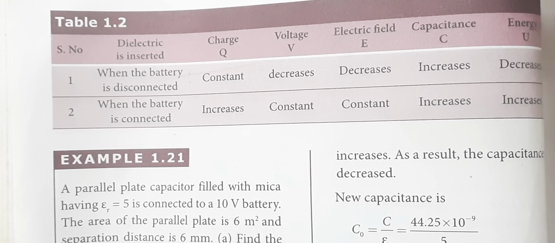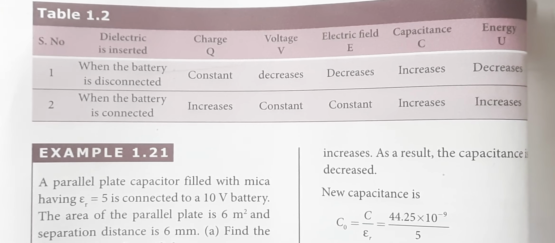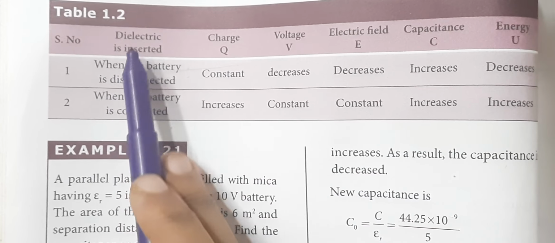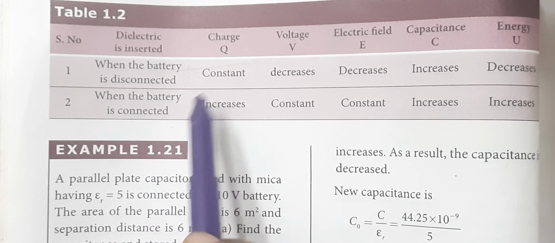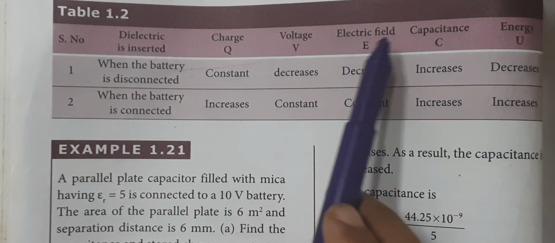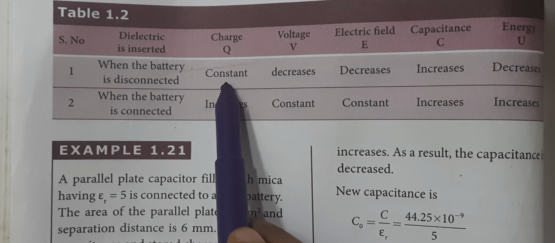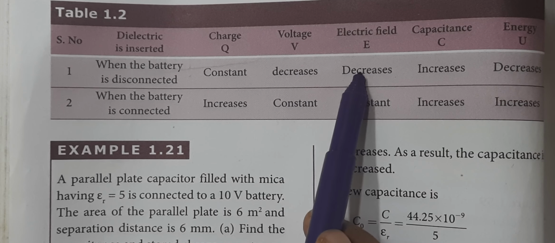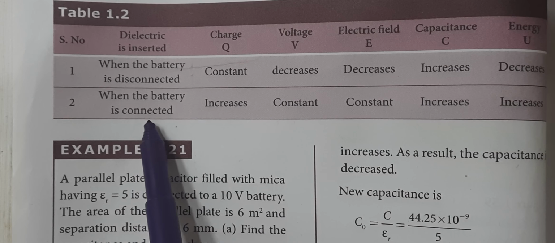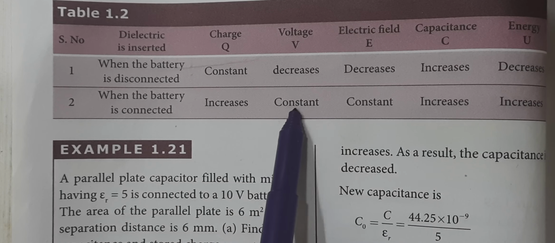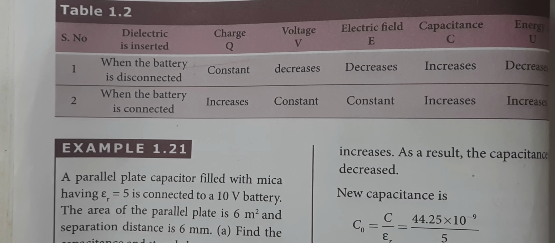I think you have understood today's class. The summary of today's class is tabulated here in your book: dielectric inserted when the battery is disconnected and when the battery is connected, and the charge, voltage, electric field, capacitance and energy. Charge is constant when the battery is disconnected; voltage decreases, electric field decreases, capacitance increases, and energy decreases. When the battery is connected, charge increases, voltage and electric field are constant, and capacitance and energy increase.